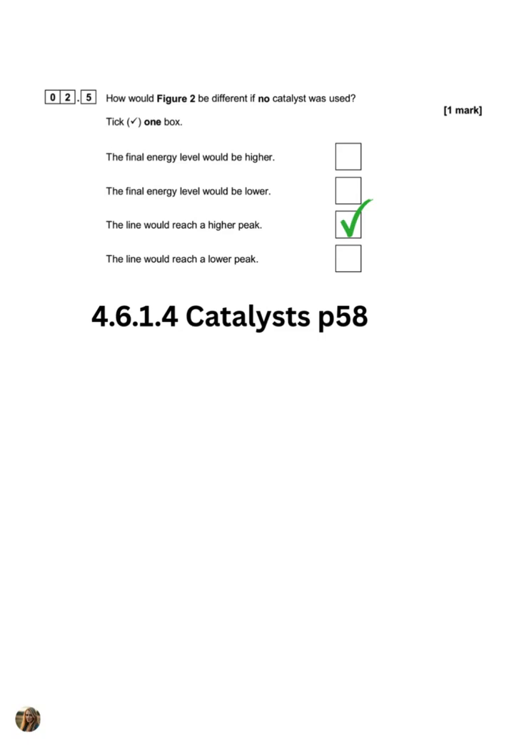So the examiners say this was well answered, with around 70% of students getting the mark, but the most popular distractor was that the peak would be lower rather than higher.